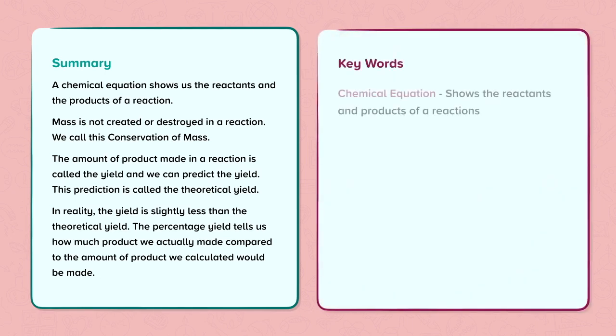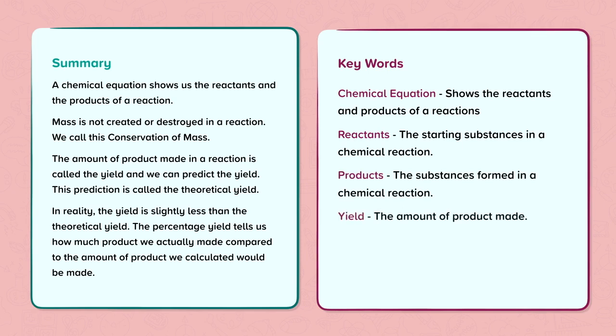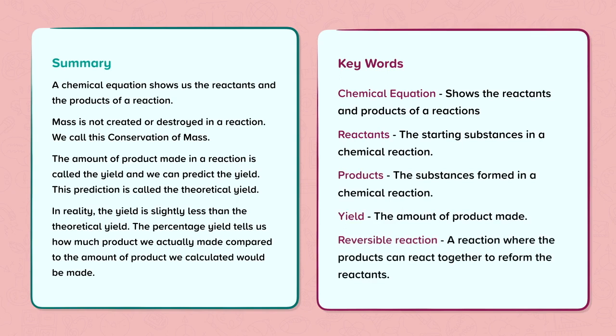Keywords. Chemical equation shows the reactants and products of a reaction. Reactants, the starting substances in a chemical reaction. Products, the substances formed in a chemical reaction. Yield, the amount of product made. Reversible reaction, a reaction where the products can react together to reform the reactants.